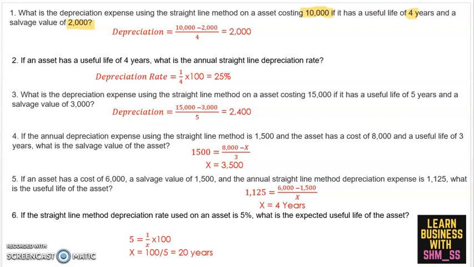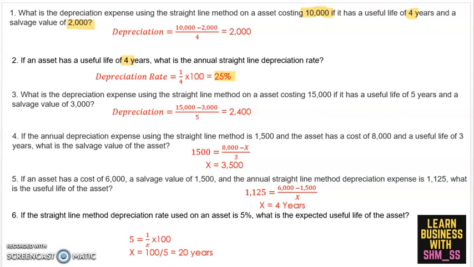Question number 2 says, if an asset has a useful life of 4 years, what is the annual straight line depreciation rate? We already saw the depreciation rate. Depreciation rate is equal to 1 divided by useful life into 100, and it is expressed as a percentage. So depreciation rate is equal to 1 divided by useful life, which is 4 years, into 100, so 25% is the depreciation rate.